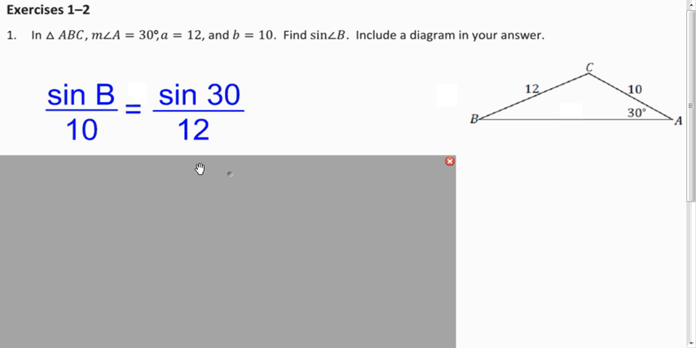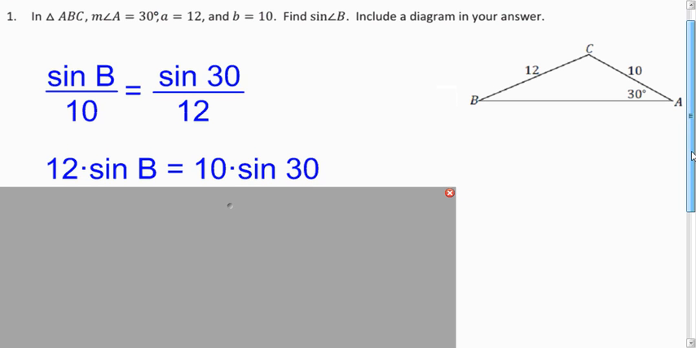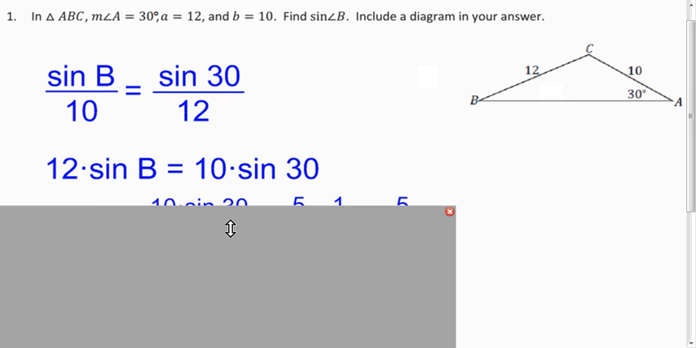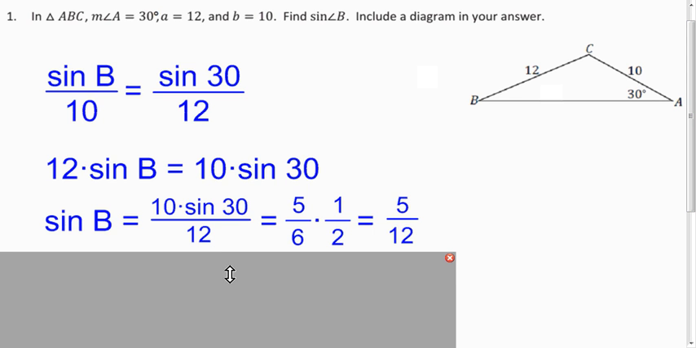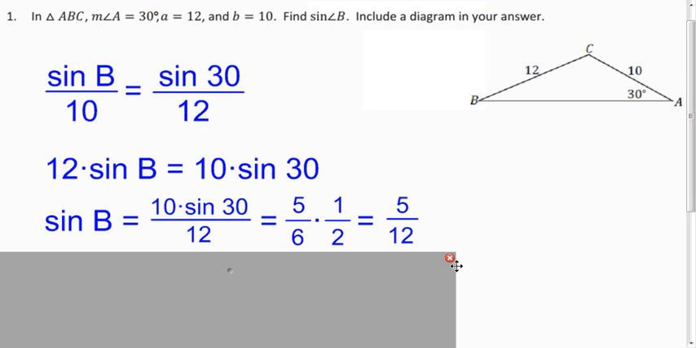Okay, now we use the cross product. So we want to get sine of B by itself. So we get the opposite of multiply by 12 is divide by 12. And luckily, the sine of 30 is just 1/2. Right, we learned that from our 30, 60, 90 triangle. But if you didn't remember that fact, you could always double check it here. Sine of 30, 0.5. So this works out to be 5/12. So that's sine of B.